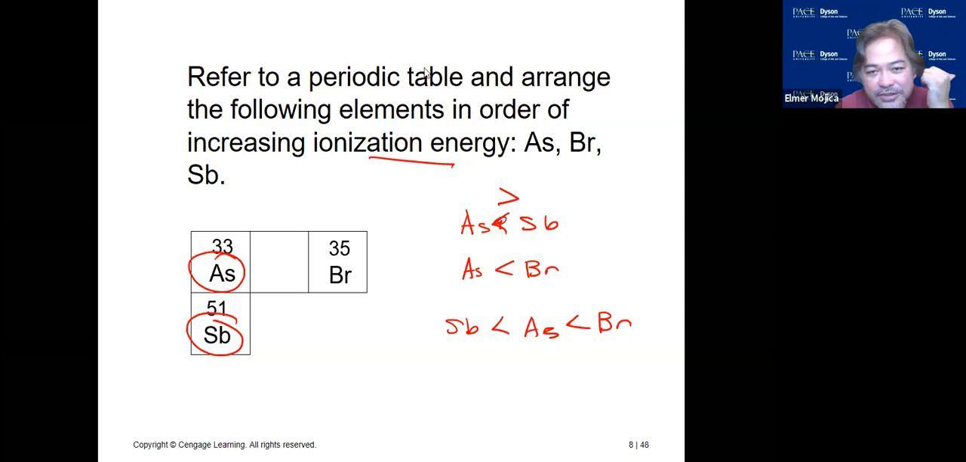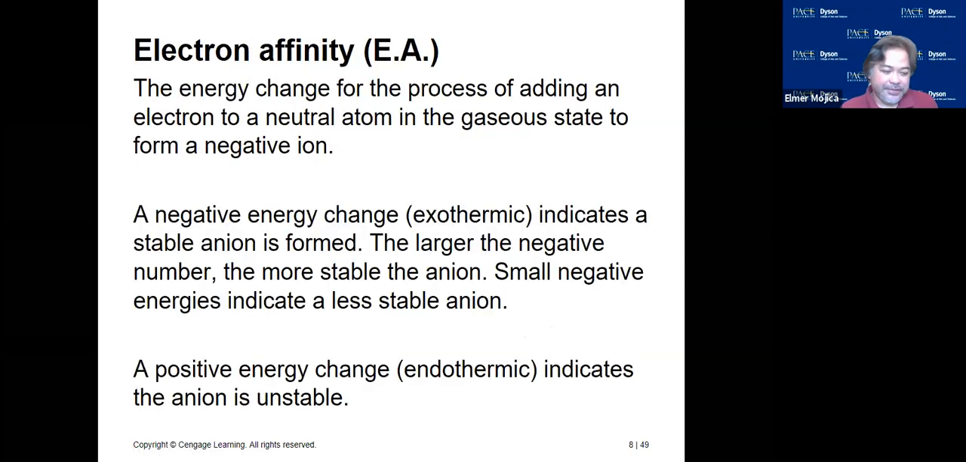Now, let's go to the other one, but this is not as straightforward as ionization energy. So the way that they call it is electron affinity. Okay, so they said electron affinity is the energy change for the process of adding an electron to a neutral atom in the gaseous state to form a negative ion. So what does it mean? You have an atom and then there's an electron that is being added and you form an anion. Okay.